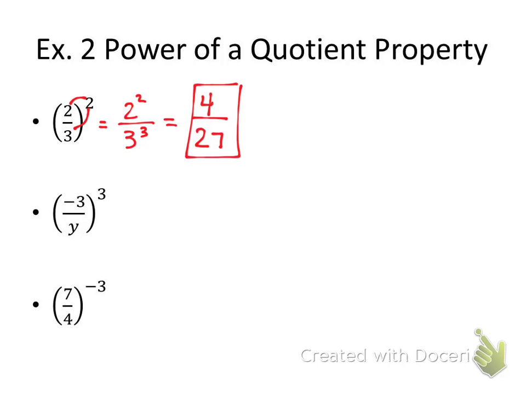Okay, we're going to do the same thing to the next problem. So I distribute my exponent that's on the outside, negative 3 to the third power over y to the third power.